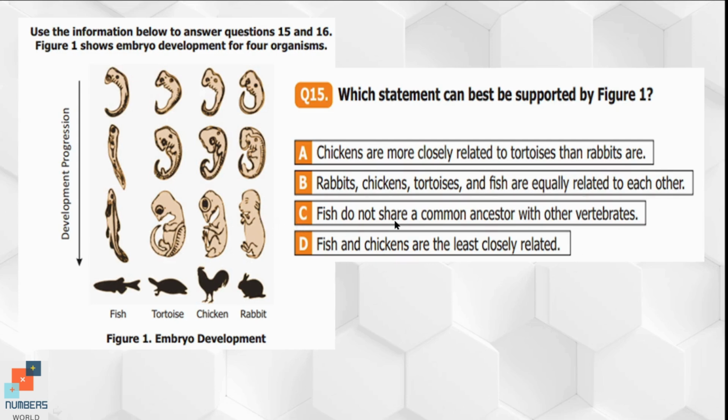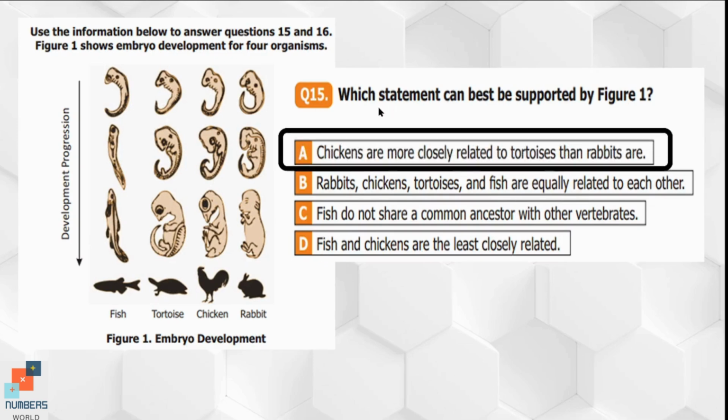C. Fish do not share a common ancestor with other vertebrates. We cannot choose this answer because no such information is given to us. So, without any further information, we cannot confirm that. Option D is fish and chickens are the least closely related. Their first stage is relatively similar, but the second and third stages are quite different. But here, the suitable option will be option A because the embryo development of chicken is quite closer to tortoises as compared to rabbits. So we will choose option A over here.